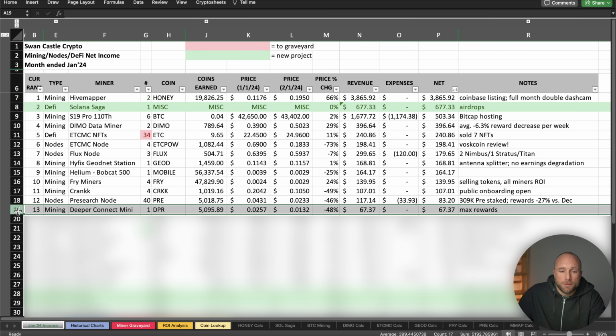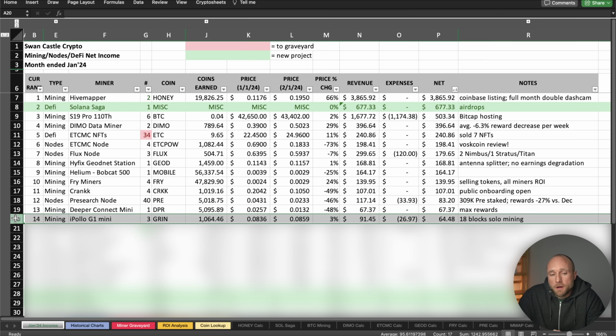Number 13 is my Deeper Connect Mini, making $67 for the month. I do earn max rewards for my device. We saw a pretty substantial decrease in the Deeper token this month, down 48%, but we saw several 100% increases in the token price over the last several months. So it's to be expected that we'd see a pullback here.